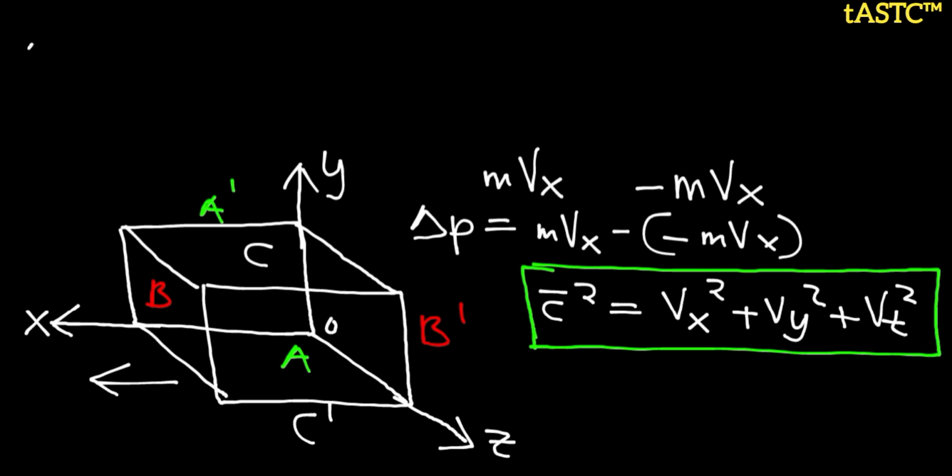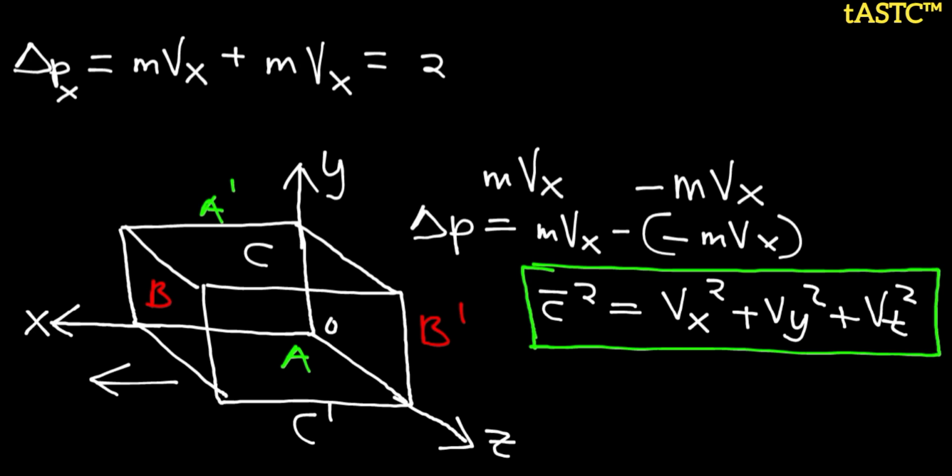So now we're going to have dp, which is the change in the momentum. Remember, this is supposed to be in the x-axis. So we would have mvx plus mvx, so that actually gives us 2mvx. I need to write it in small form. That is what you're going to have for the change in momentum in the x-axis.